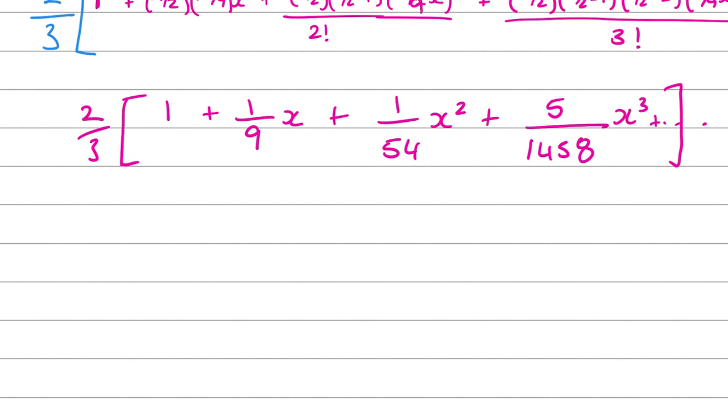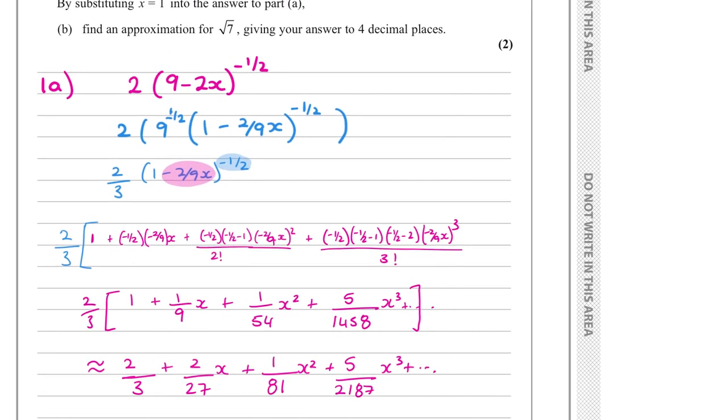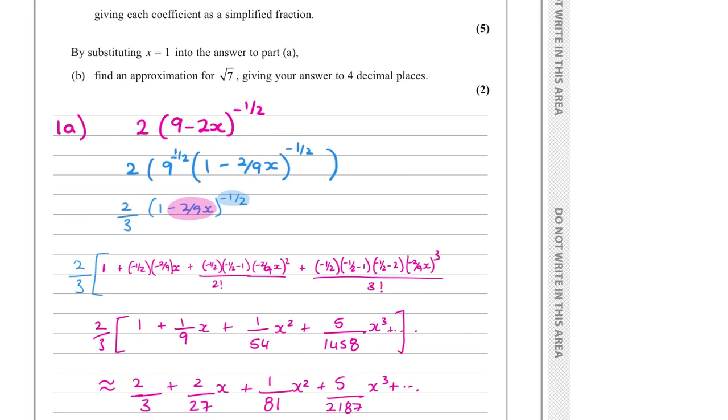Okay, now the most important thing now is to remember to multiply by 2 over 3. So then the approximation is going to equal 2 over 3 plus 2 over 27 lots of x plus 1 over 81 lots of x squared plus 5 over 2187 x cubed plus ... Okay, beautiful. That was really nice, 5 marks.